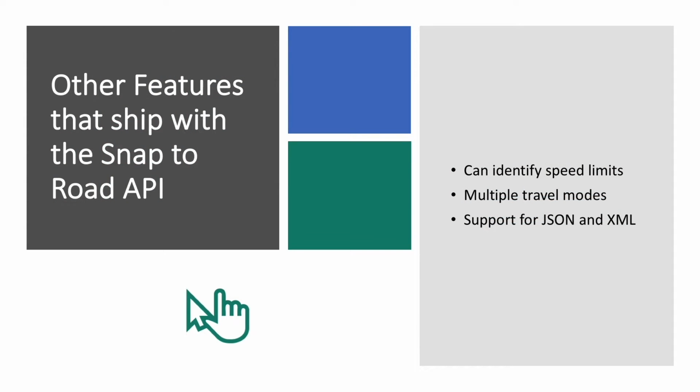It does have some other features that we touched on earlier. It can factor in multiple speed limits, different types of travel mode, and then we touched on JSON and XML data that you can use to process it with.